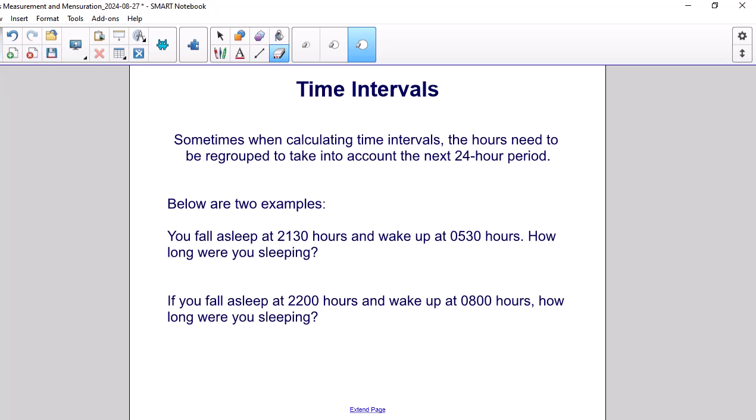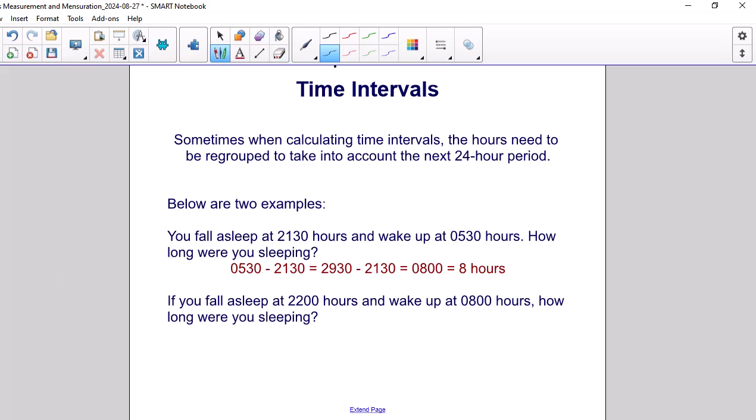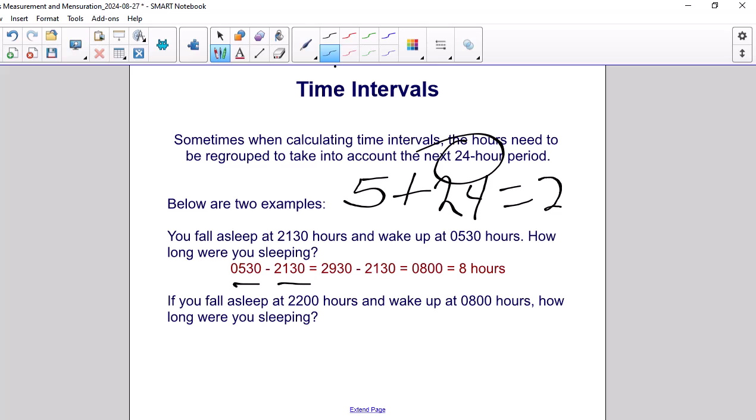The dilemma really shows up when we do it with arithmetic. If we subtract our starting time from the ending time, we have 0530 minus 2130. And the dilemma we see is that 0530 is smaller than 2130. So if we were to subtract, we have a negative number. We want to avoid that. So to take into account that we're on to the next 24-hour period of time, I would take my 5:30 in the morning and add 24 to get 29.